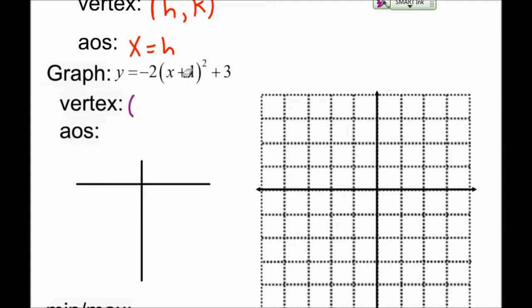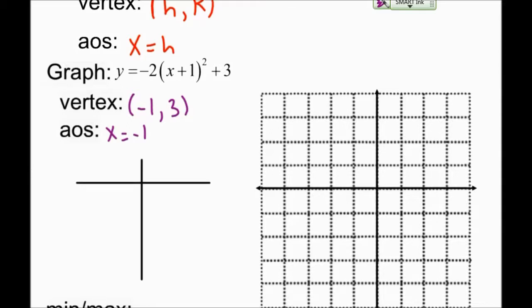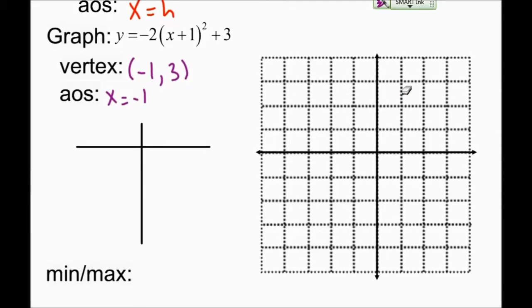So my h value in this case is going to be negative 1, the opposite of what's here, and my k value is going to be 3. Then that makes my axis of symmetry the vertical line x equals negative 1. So I'm going to start out by graphing those two things. Negative 1, 1, 2, 3. And then I'm going to draw my axis of symmetry. And just a reminder, this is the line x equals negative 1. So I've got my vertex, I've got my axis of symmetry.